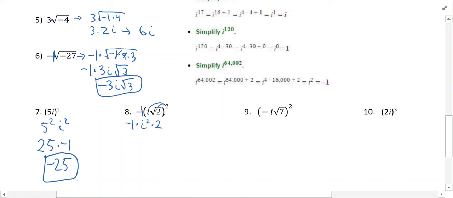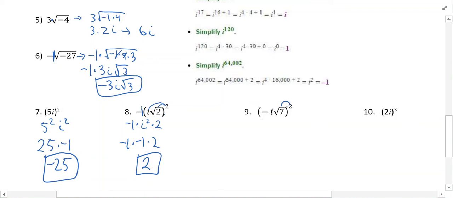So don't put 4. It only gets rid of the radical. So then when I simplify this, I'm going to bring down this negative 1. i squared, remember we said, was negative 1. And then I have this times 2. So when I multiply all this together, negative 1 times negative 1 is a positive 1 times 2, leaves me with 2.